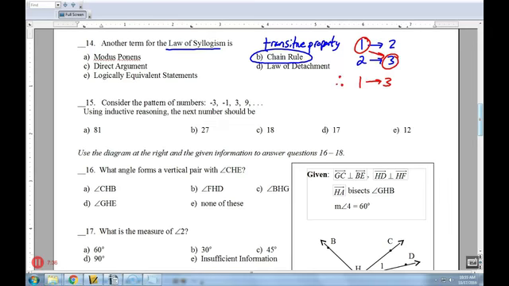Number 15, consider the pattern of numbers using inductive reasoning. So look at the pattern, try to predict the next number. Well, for number 15, I can look at this several different ways, but it looks like to get from -3 to -1, we added 2. And then it looks like we added 4. From 3 to 9, we added 6. So there's this addition pattern where it's getting bigger by 2. So I think we would need to add 9 plus 8, and we would get 17. So for that one, the correct answer would be D.